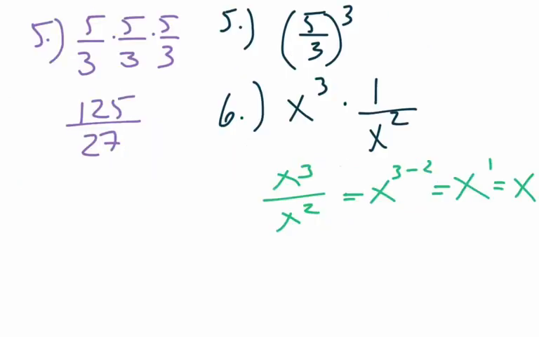And then for number 5, this one I did expand out. So we have 5 over 3 times 5 over 3 times 5 over 3. 5 times 5 times 5 is 125. 3 times 3 times 3 is 27. You might also leave that as 5 to the 3rd over 3 to the 3rd. That would be fine as well. For number 6, essentially I said, well, x to the 3rd is really like x to the 3rd over 1, and then multiplied straight across. So x to the 3rd times 1 is x to the 3rd, 1 times x squared is x squared, and then did 3 minus 2, which is x to the 1st, and that's just equal to x.